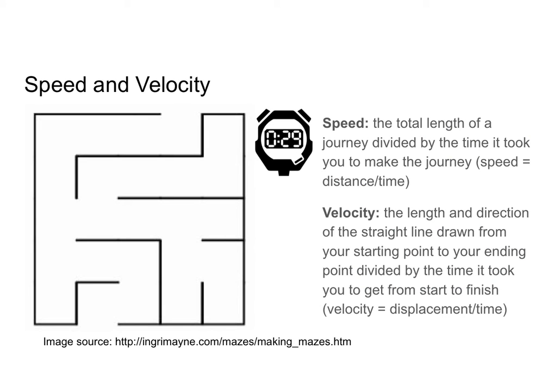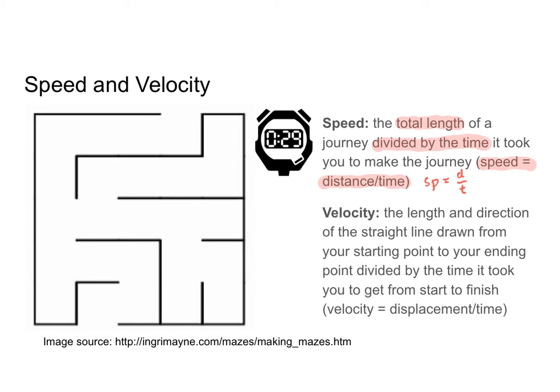So I'm going to go ahead and define my speed as the total length of a journey divided by the time that it took to make the journey. In other words, speed is equal to distance over time, hence why I am using red like I just used red for distance. Writing this as an equation, I'm going to write SP for speed equals D for distance over T for time.